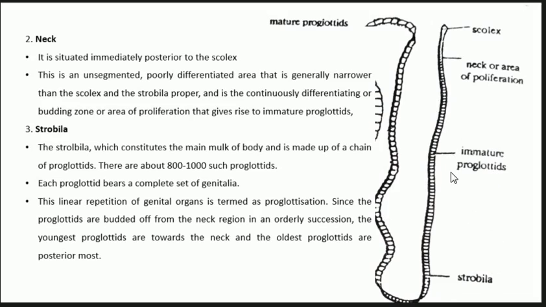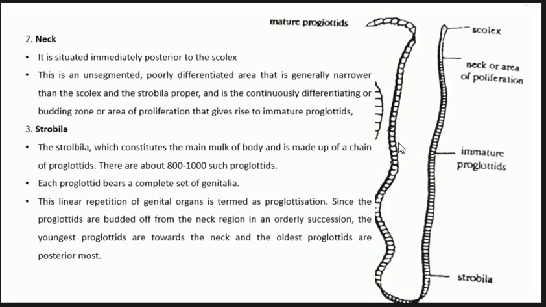So the rest of this part, which constitutes the main bulk of the body, is made up of a chain of proglottids. There are about 800 to 1000 such proglottids. It depends upon the size. It may vary, it may be less also. Each proglottid bears the complete set of genitalia. So each part has the complete set of genitalia.